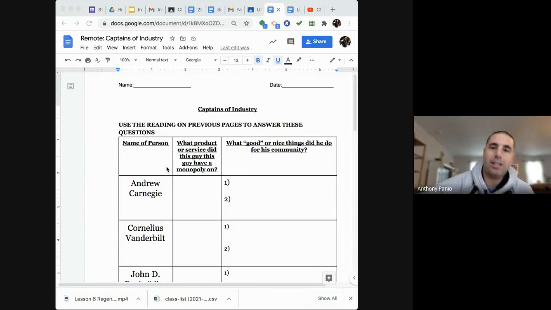So we're going to look at these captains of industry from a somewhat good perspective. Now, tomorrow we'll look at some of the bad, okay, why these people were sometimes known as captains of industry and did some good things, and then how they also did some bad things. But let's focus on the good for now. Okay, so let's have a look at Andrew Carnegie.